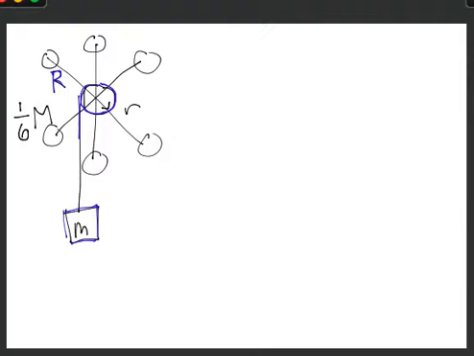Okay, so there's 2 things you have to do. This is an Atwood's machine problem. So the first thing you have to do is look at the pulley. Let's look at the string right at the edge of the pulley, and there's a tension pulling upward, and there's mg of the weight pulling downward. Once we let go, now it starts to accelerate downward.